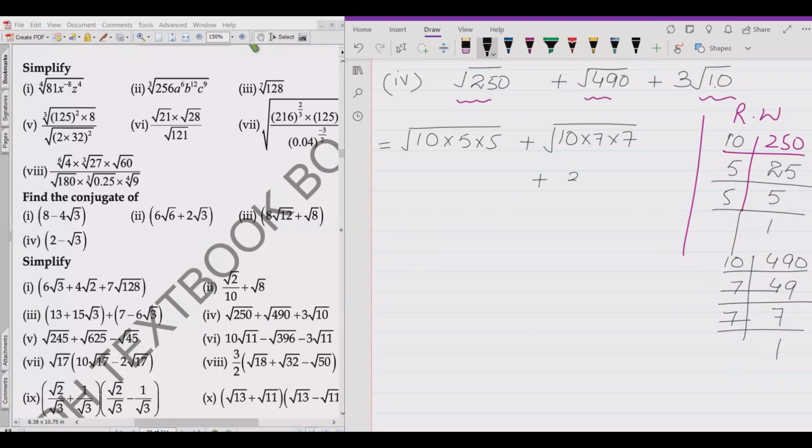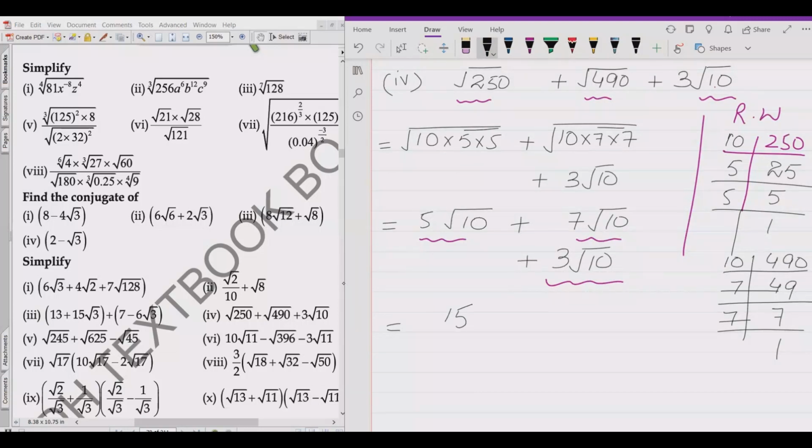Now we have 3 root 10, and we will make a pair here, and because it is a pair of 5, we can get 5 outside from the root. 7 and root 10 plus 3 root 10. Now all these terms are same surds, like root 10 is a similar surd. So what we will do is simplify and add all three terms. 5 plus 7 is 12, 12 plus 3 is 15, 15 root 10. This is the answer of this question.